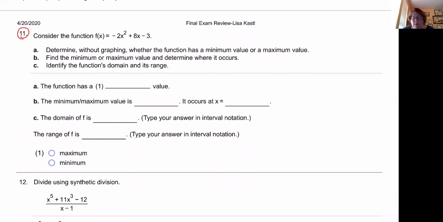And how do I know that? Well, I know it's going to have a maximum because I know this thing opens down. And how do I know it opens down? Since the coefficient on the x squared is negative, it opens down. And if it opens down, it's going to have a maximum.